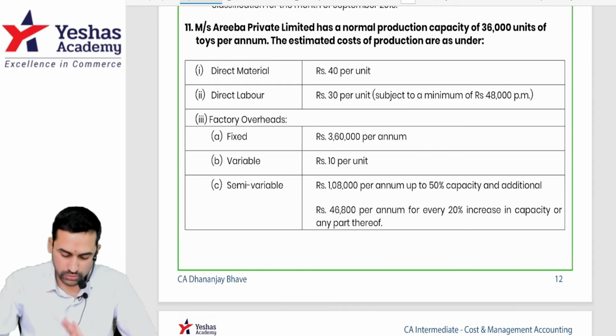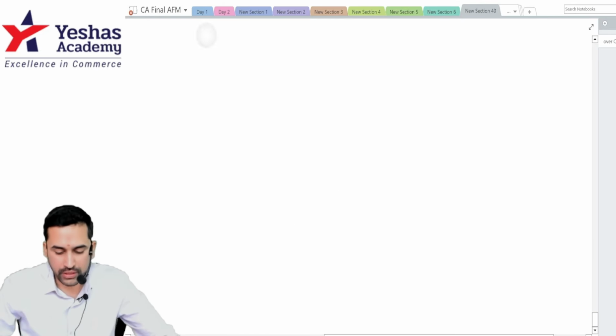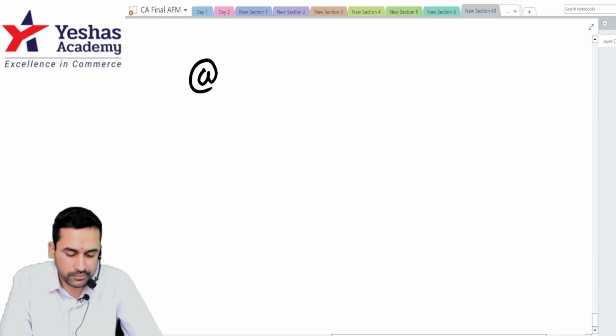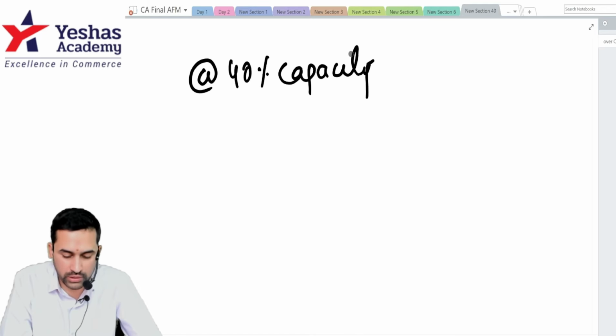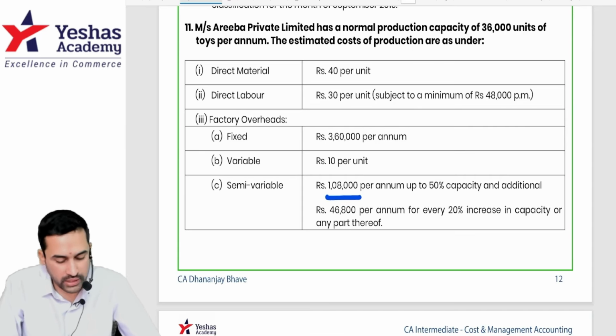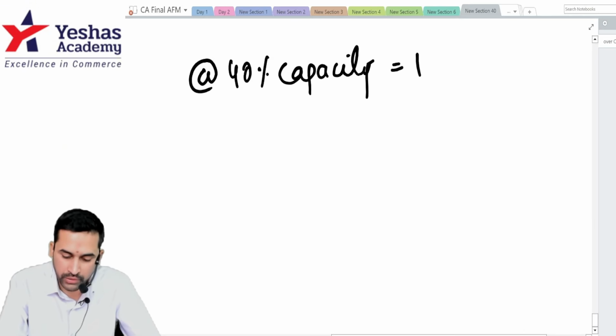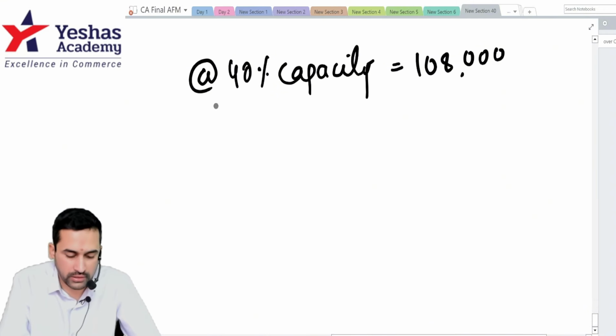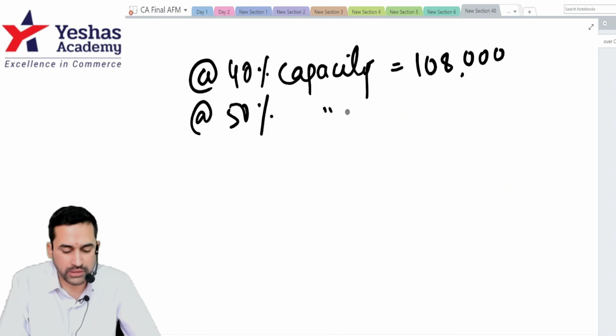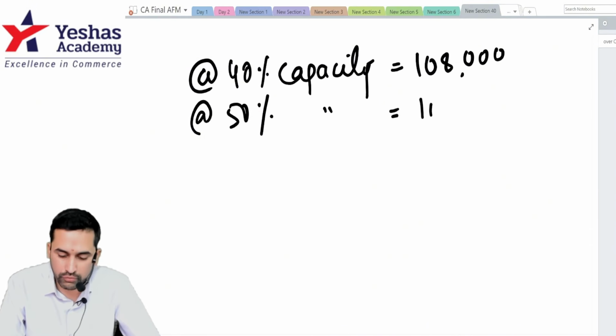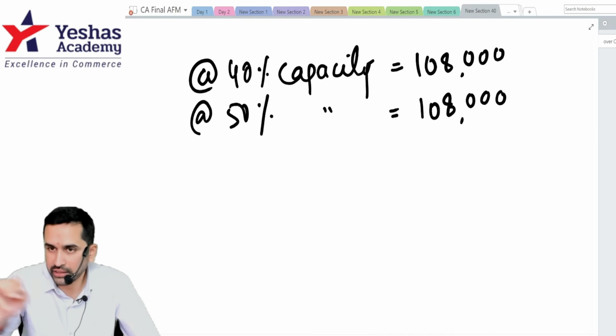I'll go very slow. Try and answer. If company works at 40% capacity, read that sentence to tell me how much will be our cost. Should we still count 108,000? Because it says up to 50%. That means below 50% also the number is 108,000. Answer. If company works at exact 50% capacity, what is the number? 108,000.